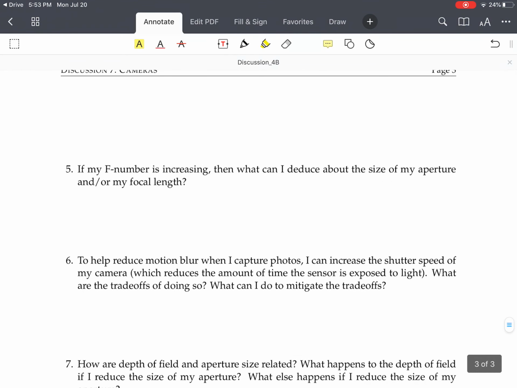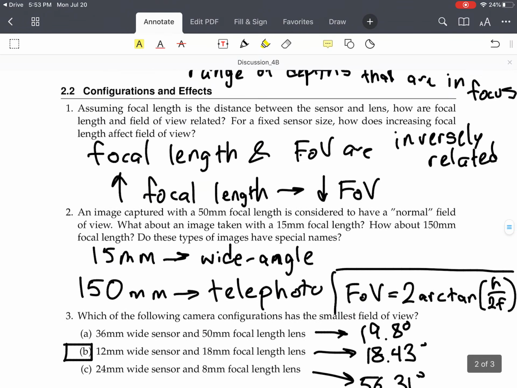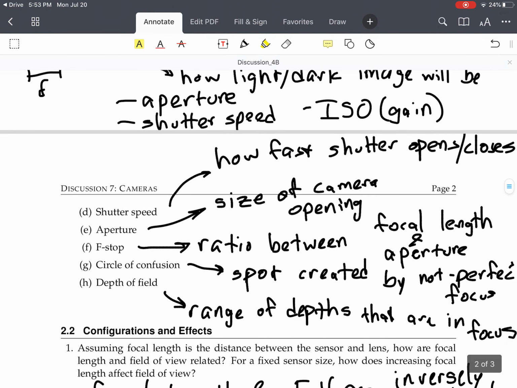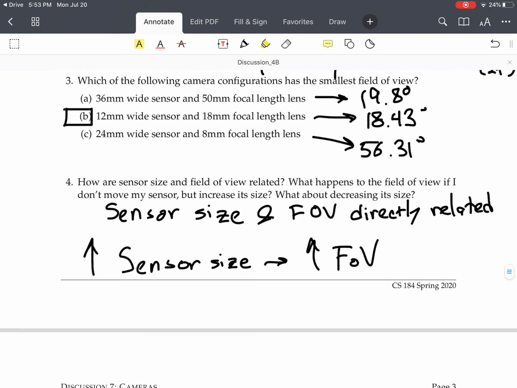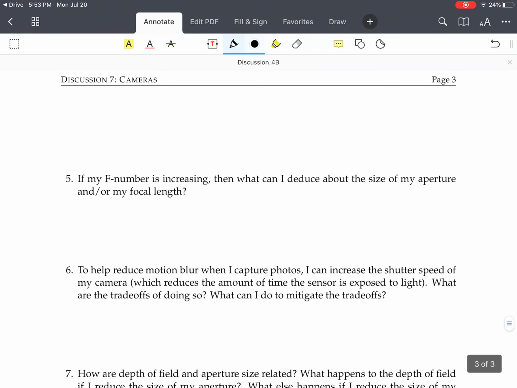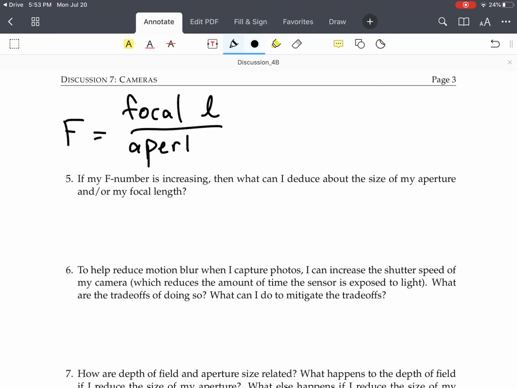Let's keep going. So now, the next question is, if my f number is increasing, then what can I deduce about the size of my aperture or my focal length? Okay, so let's come back here and figure out what the f number is first. So f-stop, it's the ratio between the focal length and the aperture. So f is equal to focal length over aperture, the ratio between focal length and aperture.